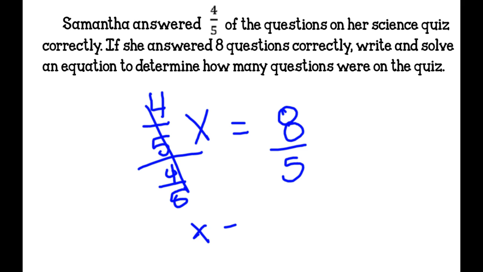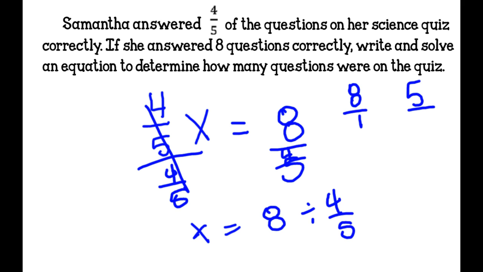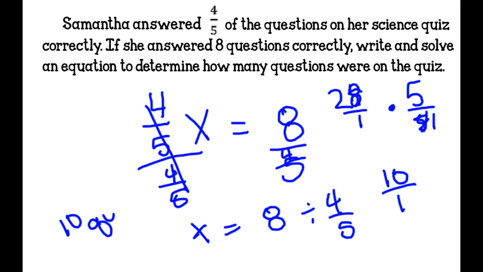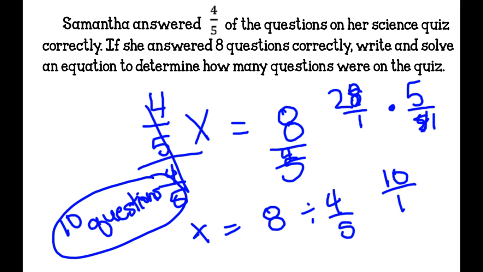We have x equals, and I wrote 4/5. We have 8 divided by 4/5. We keep 8, flip, 5/4, multiply. 4 goes into 8 2 times. 2 times 5 is 10. So we have 10/1. So there were 10 questions on the test. Circle it, and that's my answer.